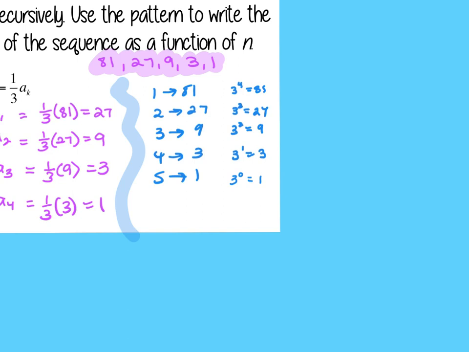Okay, so how do I get from 1 to 4 subtracting? I could do 5 minus 1, and that's going to give me 4. 5 minus 2, that's going to give me 3. 5 minus 3, that's going to give me 2. 5 minus 4, that's going to give me 1. 5 minus 5, that's going to give me 0. So I can try 3 to the 5 minus n.